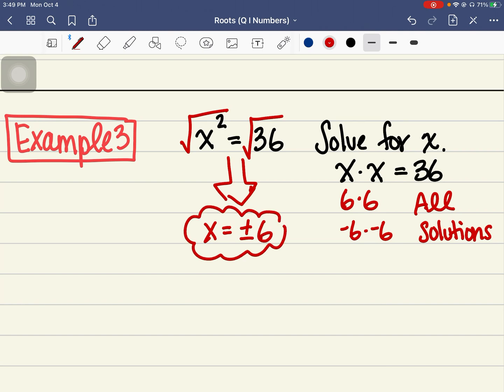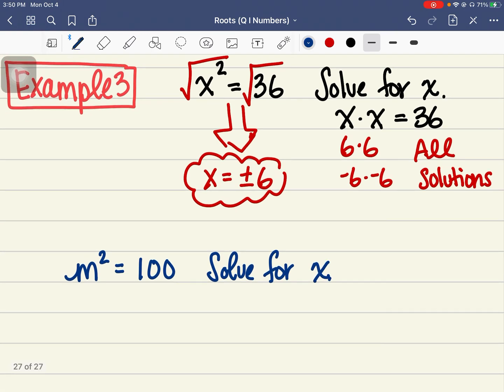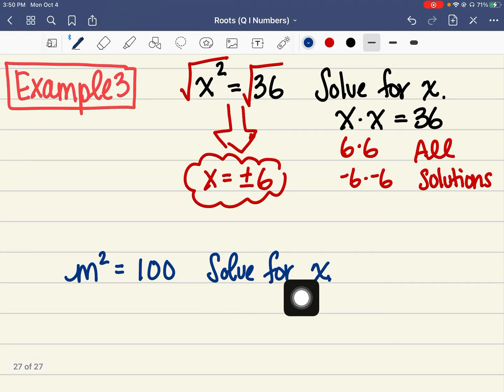Okay, so I'm going to give you one to try on your own. Let's say I have m squared equal to 100, and I want to solve for x. Solve for x means I want all the possibilities that will fit in this equation. Okay, try it and then come back.